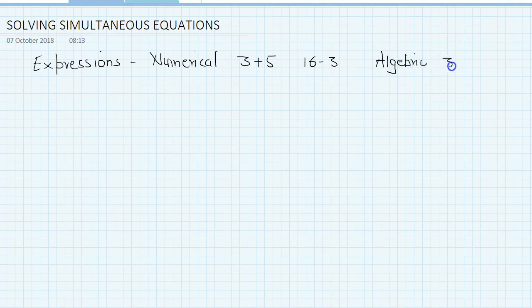Algebraic expression is, for example, 3x plus 2. Not 3x plus 2 is equal to 5, that is a different thing. It has no sign of equality in the expression. 3x plus 2, 6x square plus 2x plus 3. These are of the form s plus t plus half a. These are the examples of algebraic expression.